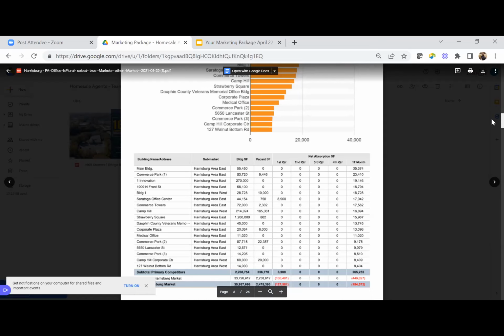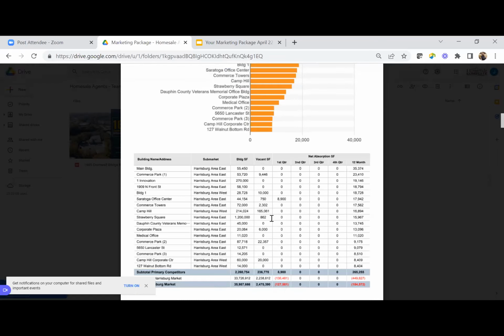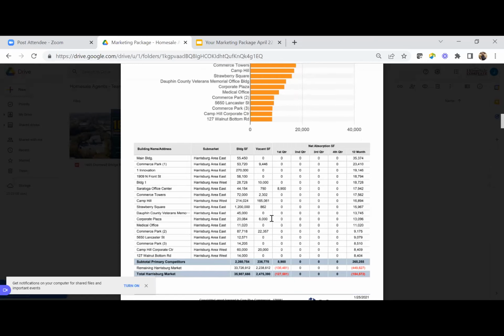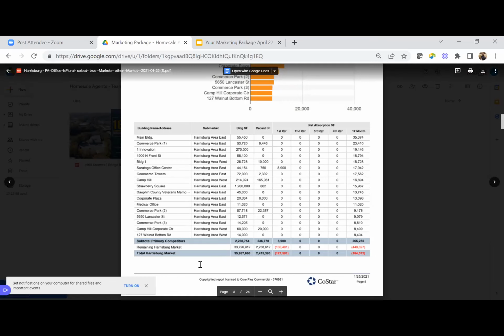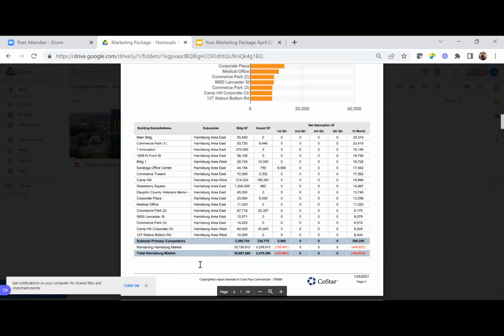But not as much as Strawberry Square. I've never been to Strawberry Square, so I don't even know what that is. So if you've been there, reach out and tell me what you think. But 1.2 million building square footage and only 862 vacant square foot. So that was phenomenal. So at the bottom there, you'll see the total Harrisburg market and the building square footage and the amount of vacancy square footage. As you can see, there's negative numbers. It's not good.